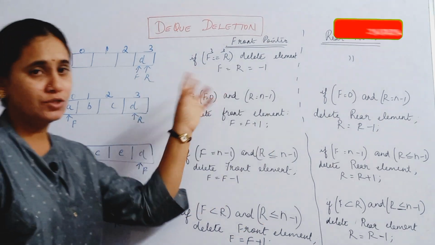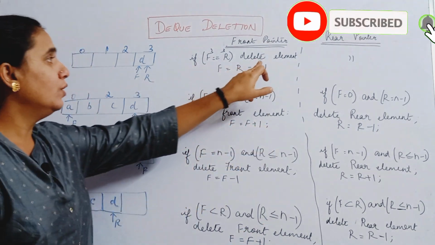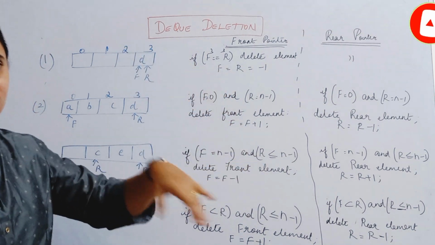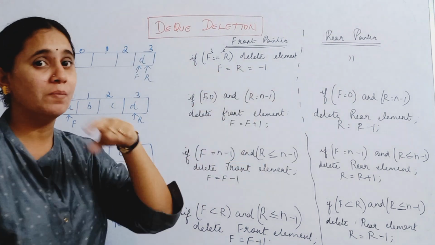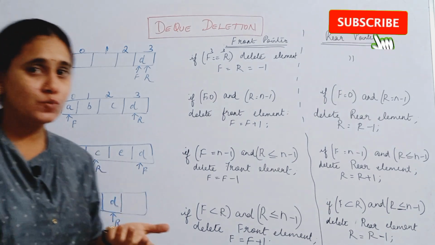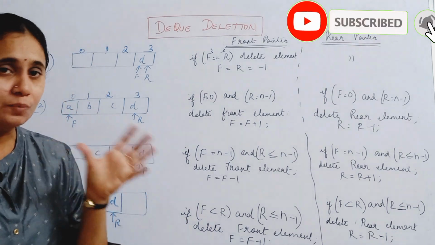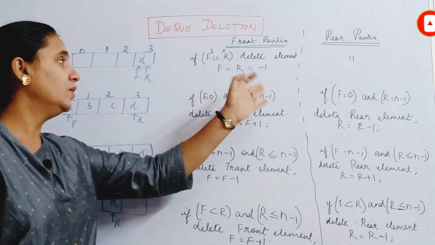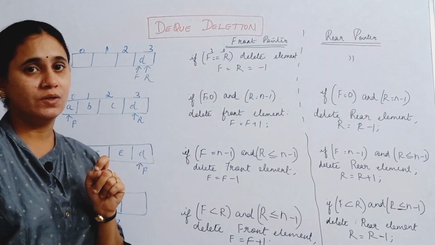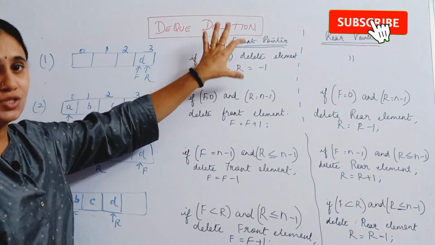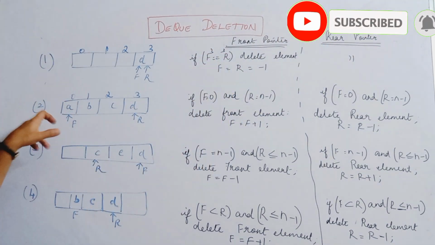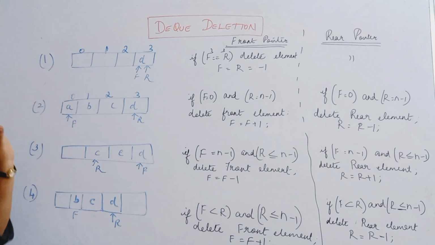If this condition is true, we are going to delete that element from the data structure and initialize the values of f and r as -1. So what is -1? We are removing the pointers from the data structure by giving them the value -1. Okay, the same condition will come even for the rear pointer operation. So now we will see the next case.